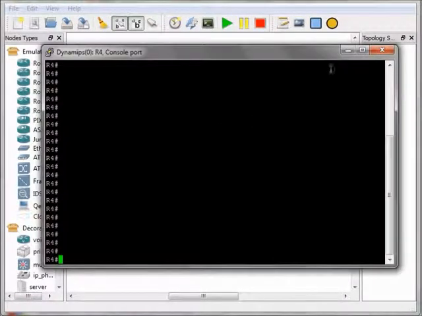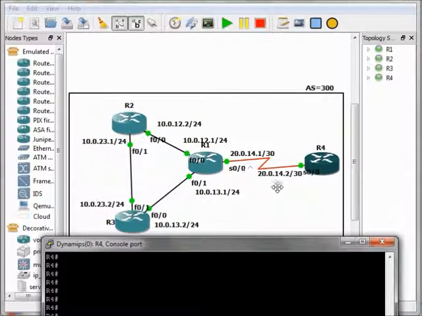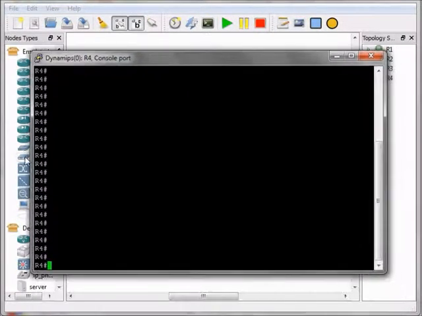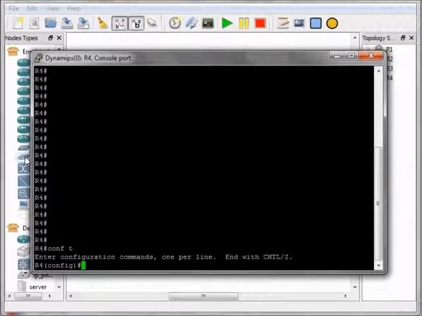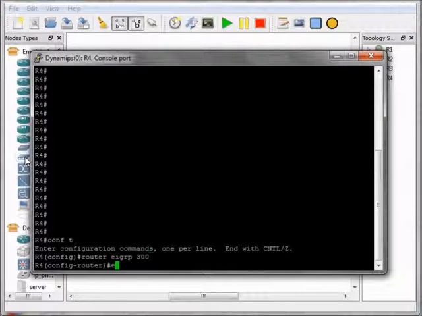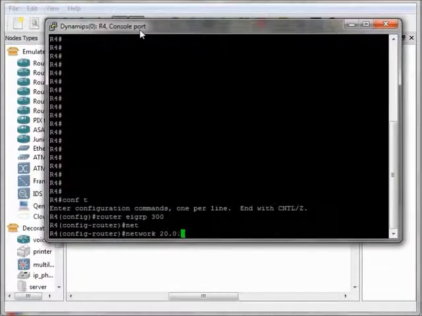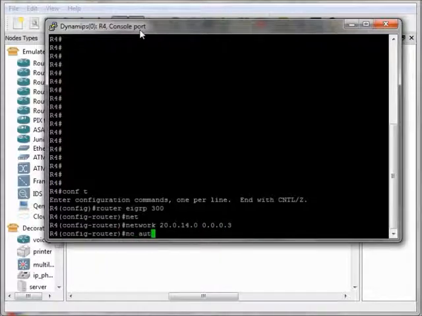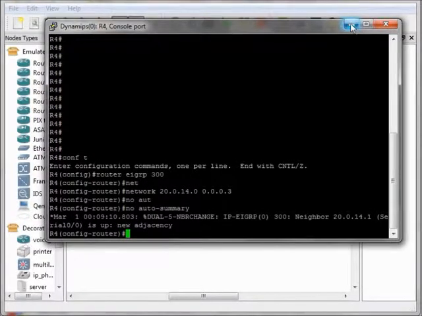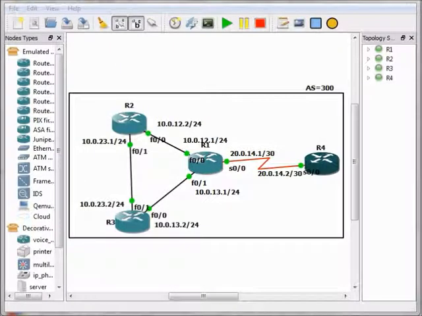Then router 4 is connected to only one network: 20.0.14.0/30. So conf t, configure terminal, router EIGRP 300. Then network 20.0.14.0/30, which means that the wildcard mask is 0.0.0.3, and no auto-summary. Okay, now we finished all EIGRP configuration on the 4 routers.